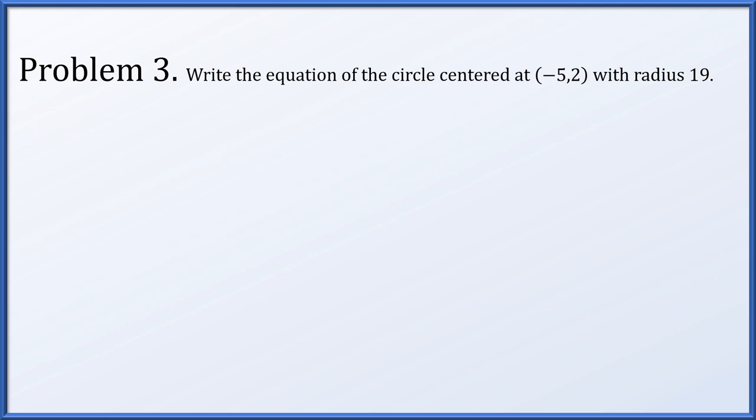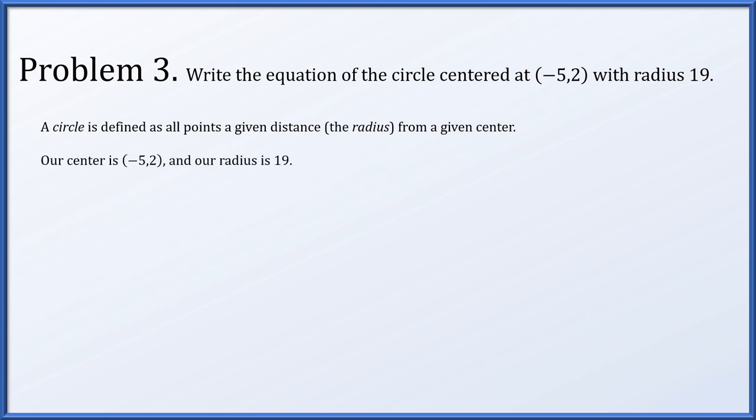Problem 3, let's write the equation of the circle centered at (-5, 2), which has radius 19. So a circle geometrically is defined as all points a given distance, which we call the radius, from a given center. So we are given the radius and the center. The center is (-5, 2), the radius is 19.